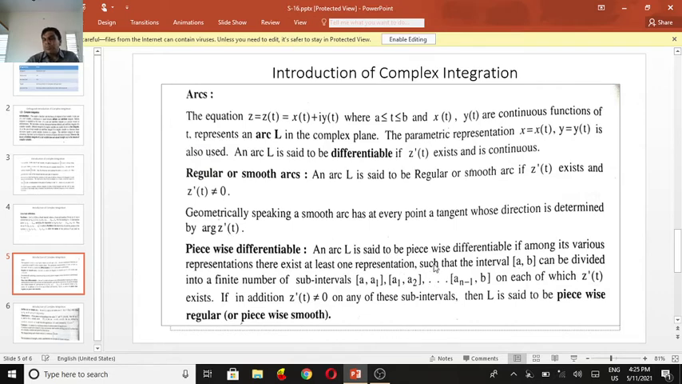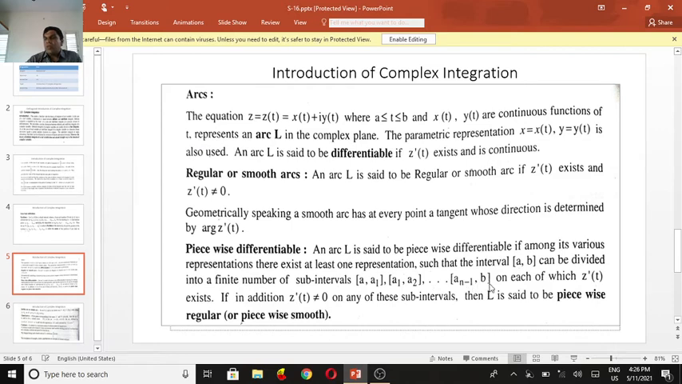An arc L is said to be piecewise differentiable if among its various representations there exists at least one representation such that the closed interval a, b can be divided into a finite number of subintervals, say closed interval a to a1, a1 to a2, a2 to a3, a3 to a4, and so on. The function is continuous in each interval. So say a1, a2 is a closed interval, etc.